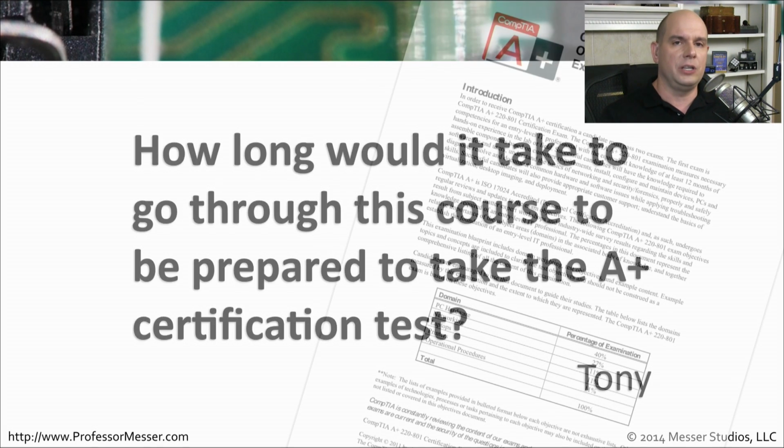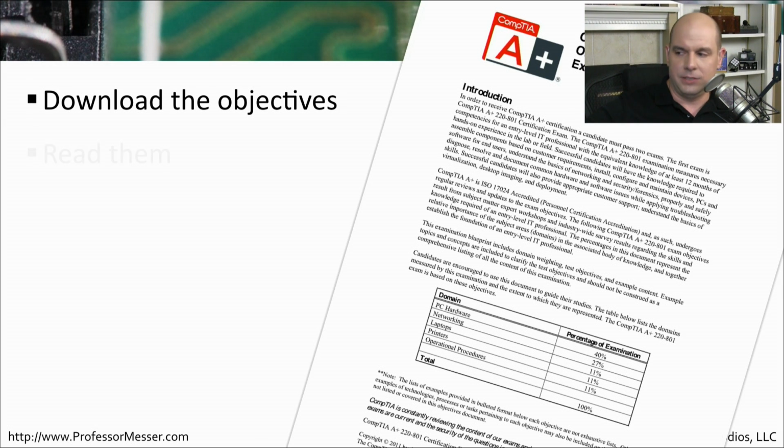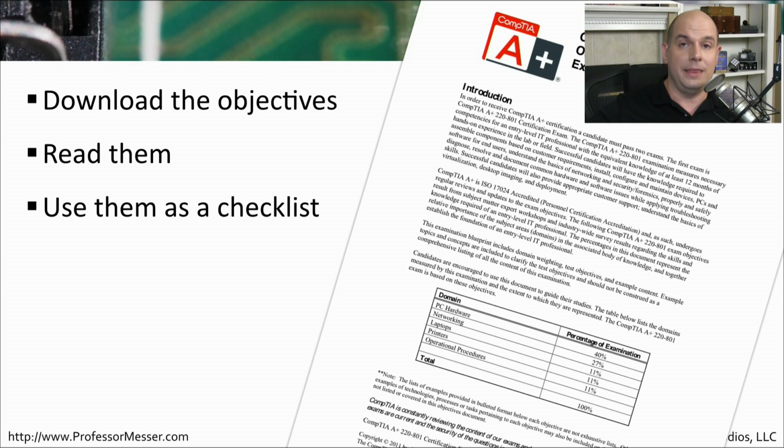One of the best things you can do is go out to the CompTIA website and download the exam objectives. These exam objectives have everything you need to know in them. There's nothing else you would ever have to worry about. If you know everything on the exam objectives, you're ready to take the exam. It's a great checklist, and very useful if you're trying to determine, am I ready to go in and take this exam?